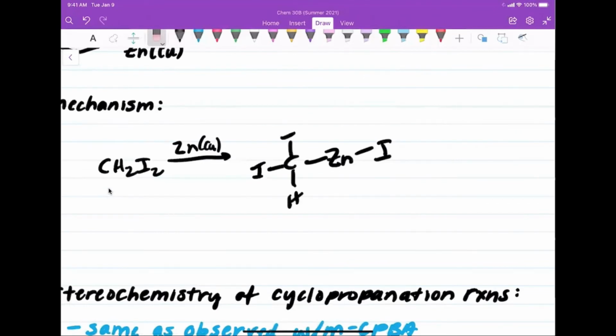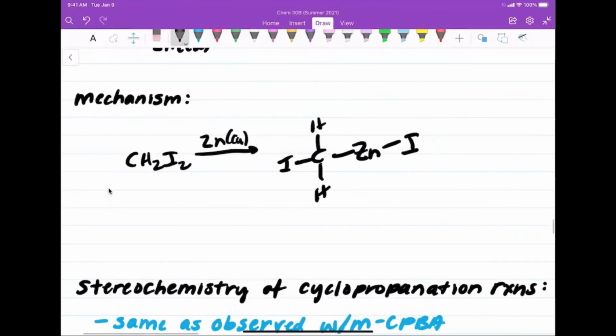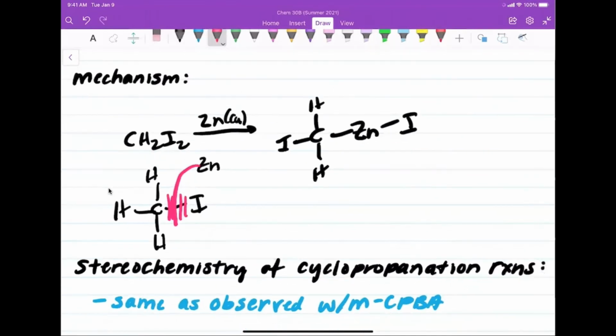Oops, one of those should be hydrogen. So we're basically inserting, let me draw out the full structure of CH2I2. So we're basically inserting the zinc atom into this bond right here. The zinc is going to go right into the middle of that carbon iodine bond, forming a new bond between zinc and iodine and zinc and carbon. So it's basically just scooping out that bond and inserting itself right between that carbon iodine bond.